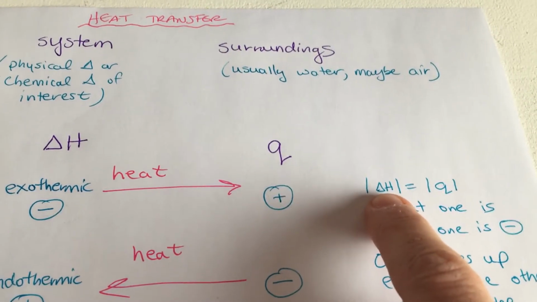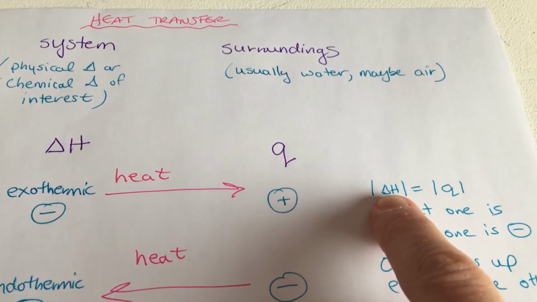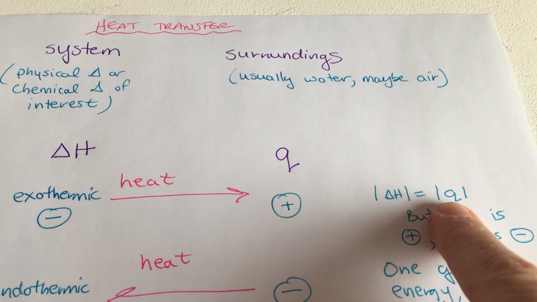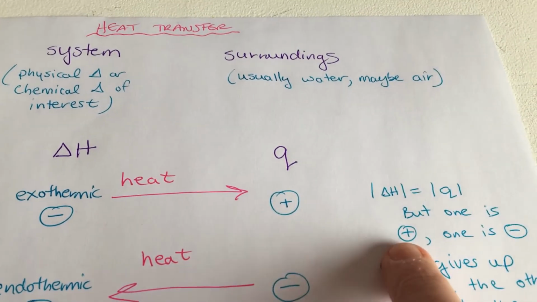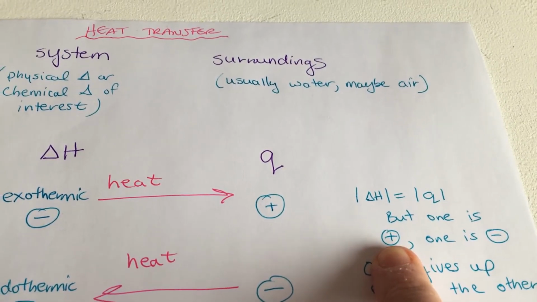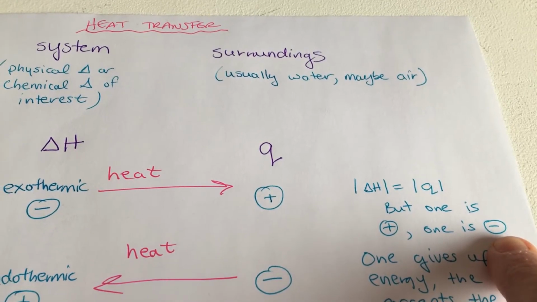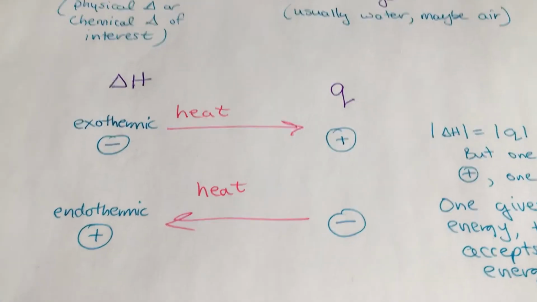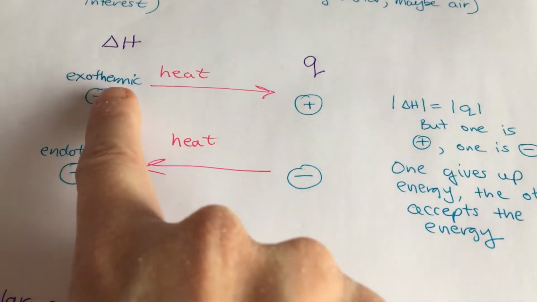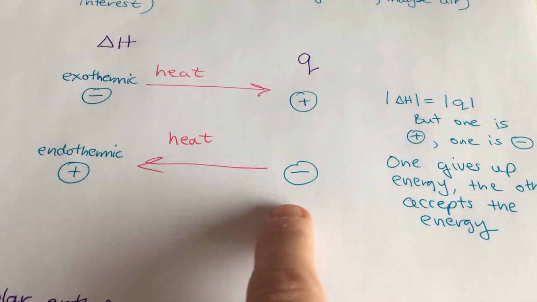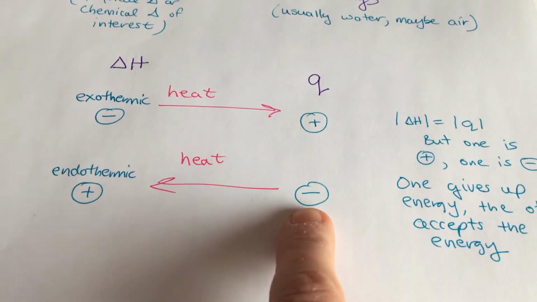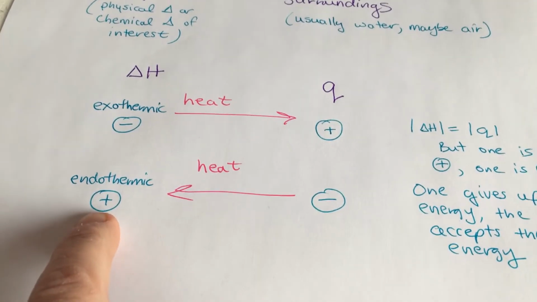But the total value of delta H, the amount of energy given up, is the amount of energy that the surroundings accept. But one is positive, one is negative. All the positive means is that energy was absorbed. What the negative means is energy was given away. If we have an endothermic reaction, heat's going from the surroundings to the system, this direction. So the energy value for Q, the surroundings, will be a negative value of energy, and delta H will be a positive value.